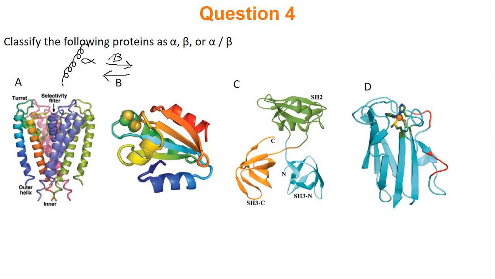C was a little tricky to see, right? If you look in this green, right there and right there, those are alpha helixes. Kind of tricky to see. So this is an alpha beta protein. There are beta sheets in there, and there's also alpha helixes. D, that is beta. There are no ribbons, so that is a beta protein.